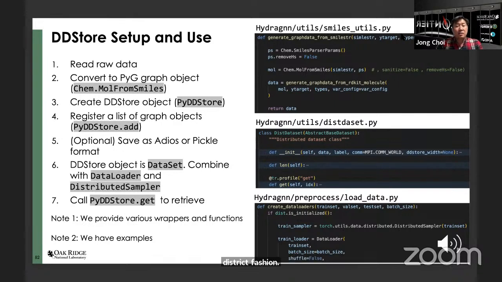Those are very high level descriptions, but in case you want to customize the DD store for your own data set, you can customize it for your own data. And on the right side of the screen, those are the places you can look at for how to use the DD store with your own data. Next slide.